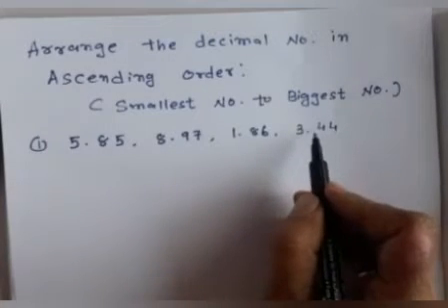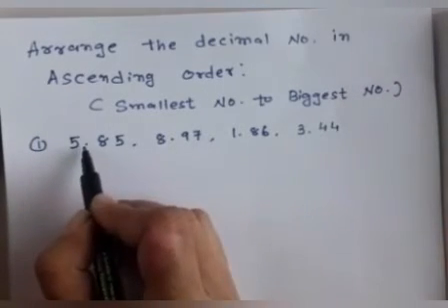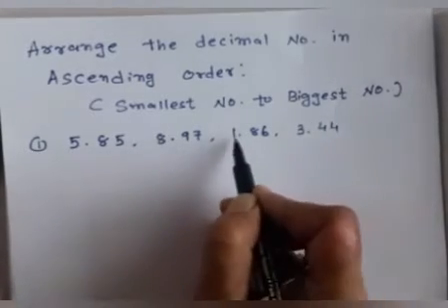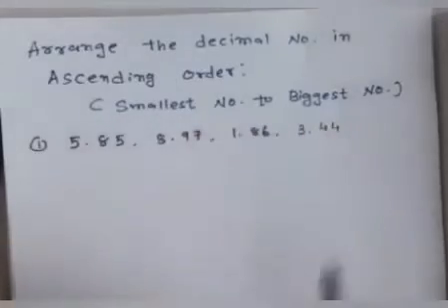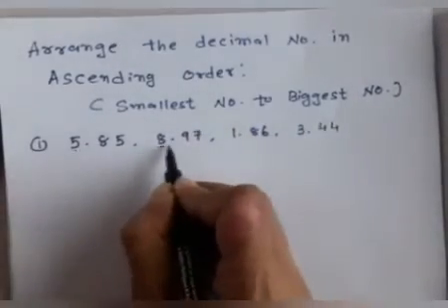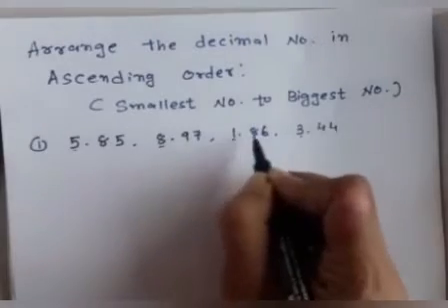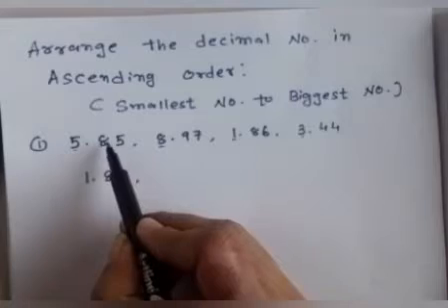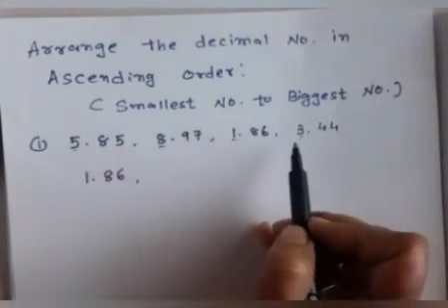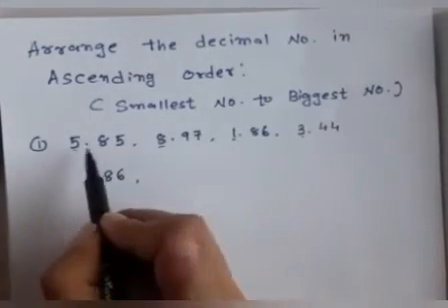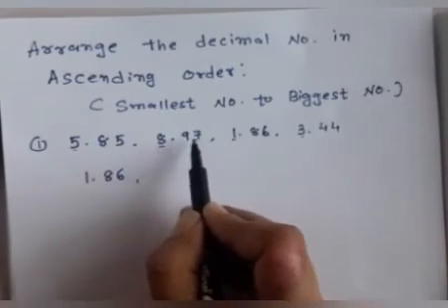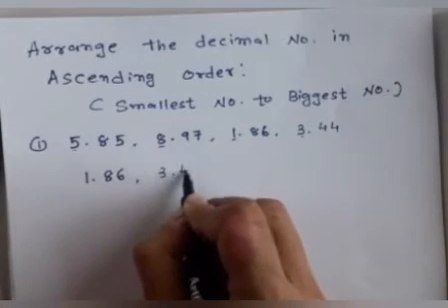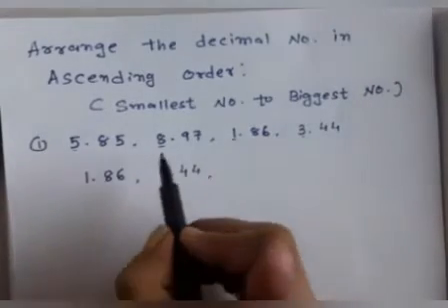Among these numbers, we will check the left side of the decimal point, means we will check the whole numbers. We ignore the decimal part. Among these numbers, which is the smallest number? 1.86. Now, out of these three numbers, which is the smallest number? 5.85, 8.97 or 3.44. So 3.44 we will write here.